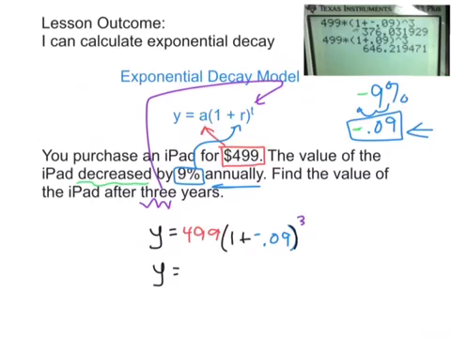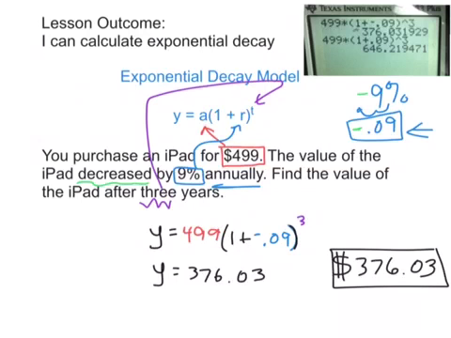Okay, so you'll see I just included a little screenshot here of my calculator. If you look at this first computation at the top, it says $499, just like our original amount here. Our parentheses, 1 plus negative 0.09, all raised to the third power. So our answer, when we compute this, is 376, and since this is money, I'll go 2 decimal places, so 0.03. Okay, so the value of the iPad after 3 years, it has declined because the value decreases, it's not worth as much anymore, is $376.03.